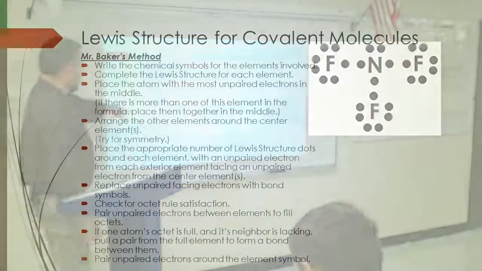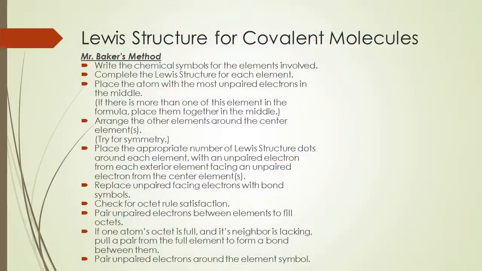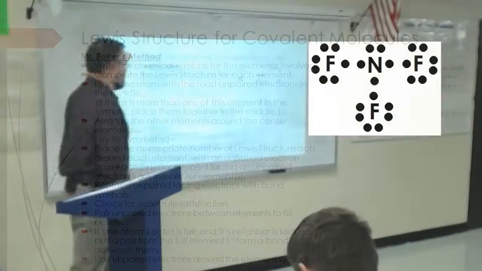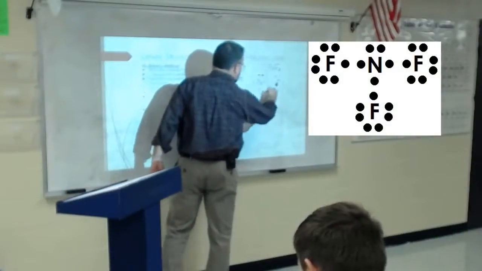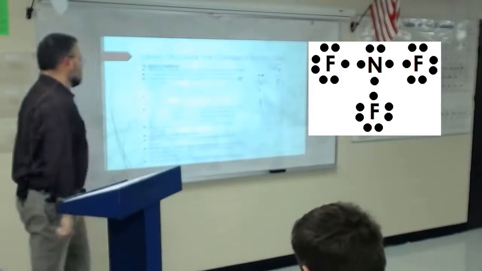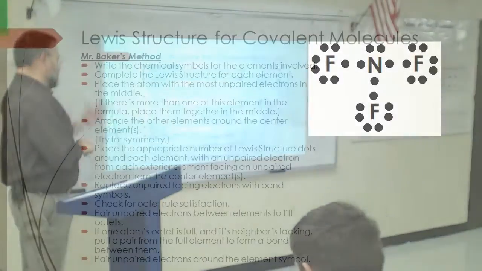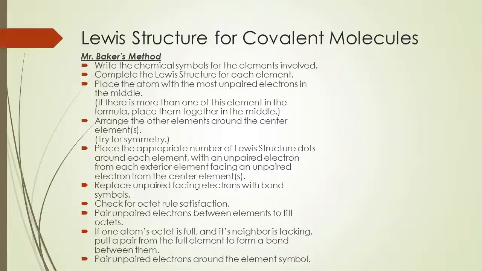So I place the appropriate number of Lewis dots around each element with an unpaired electron from each exterior element facing an unpaired electron from the center element. See, here's my unpaired electron. I put it towards the center, unpaired towards the center, unpaired towards the center. Then I replace my facing electrons with bond symbols.